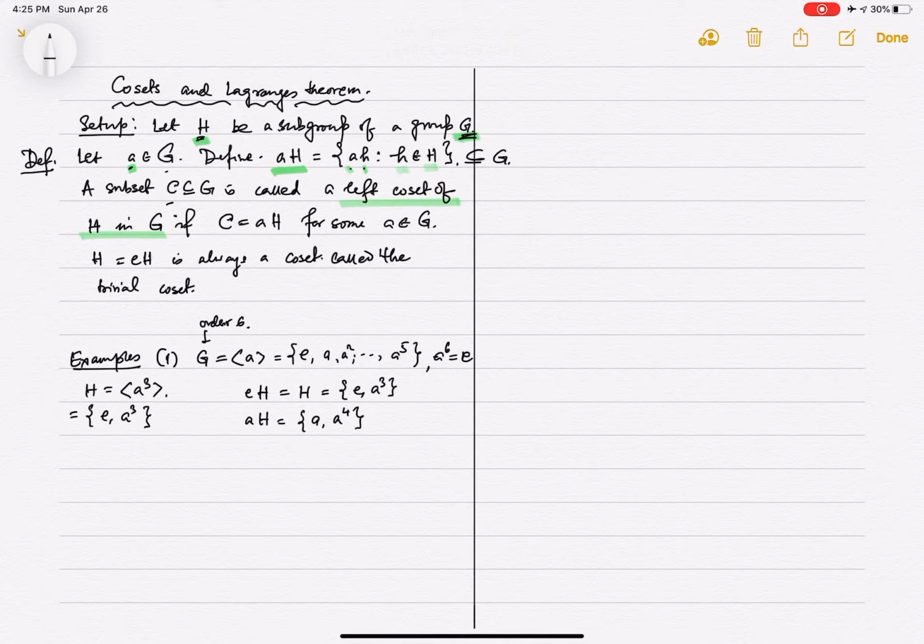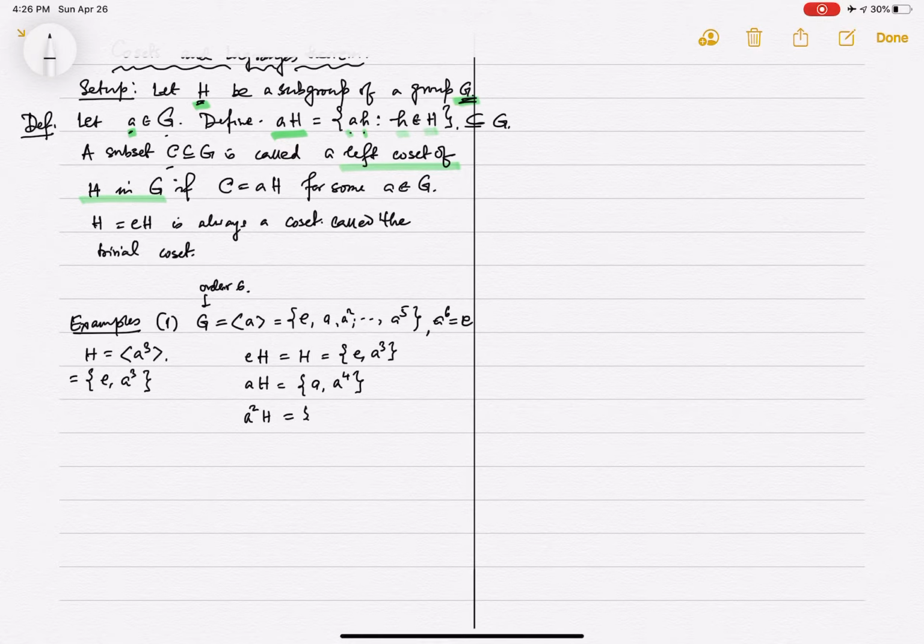Then I have the coset of a squared, which is a squared times e, which is a squared, and a squared times a cubed, which is a to the 5. Then I have the coset of a cubed, which is a cubed times e, which is a cubed, and then a cubed times a cubed, which is a to the 6, which is identity. But aha, look, this is exactly the same as H again. So I don't get a new coset anymore. The coset of a cubed is the same as the coset of e. It's the same set.